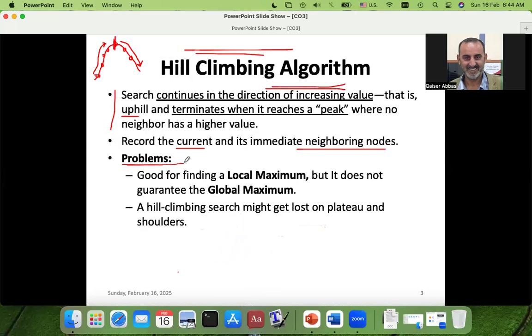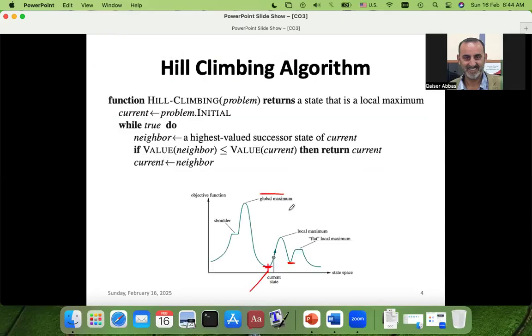Now come back here. So now you will understand what this point is saying. What are the problems with this hill climbing? Even though we don't know what this hill climbing is yet, what are the problems? This algorithm is good for finding local maximum. Then you can understand that it is good for finding this one or this one.